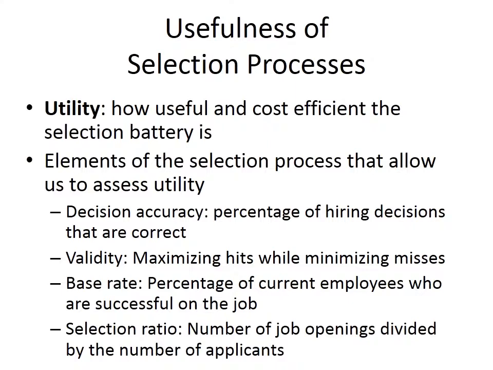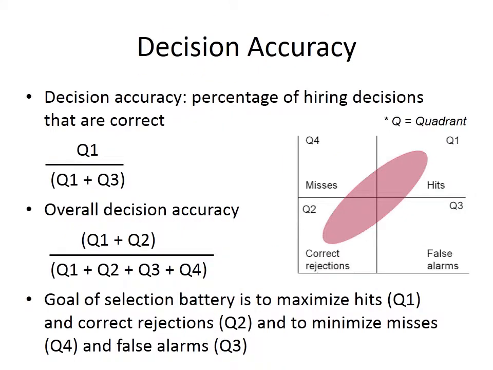There's 20 people that are wanting one promotion, and we want to come up with a better way to non-biasedly help make that prediction decision. We have 10 openings and 100 people applying. Out of those 100, which 10 would be the best fit for the job? So again, that's selection ratio. So decision accuracy is basically just a percentage of hiring decisions that are correct.